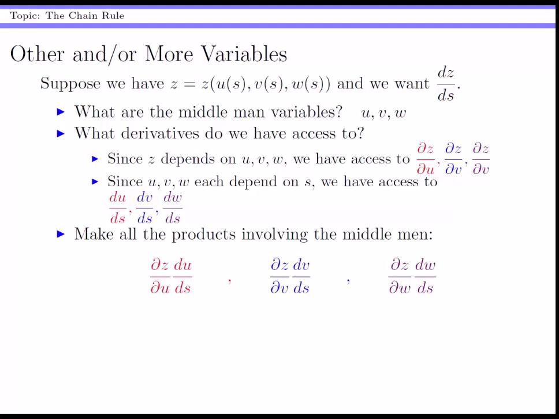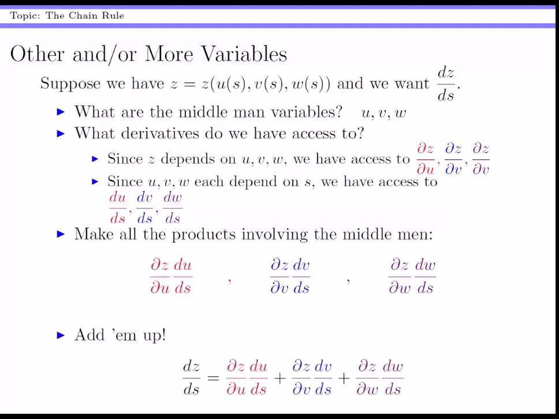So for each of the middlemen, you make a little product that puts together the terms containing that middleman variable. So for each of u, v, and w, we'll grab the pair of derivatives that involve those and make little products out of them. Here we now have the three contributions to dz/ds as they go through each of the intermediate variables, and we add up those individual contributions to make the total. And now that is what we could say is the chain rule for this particular situation.